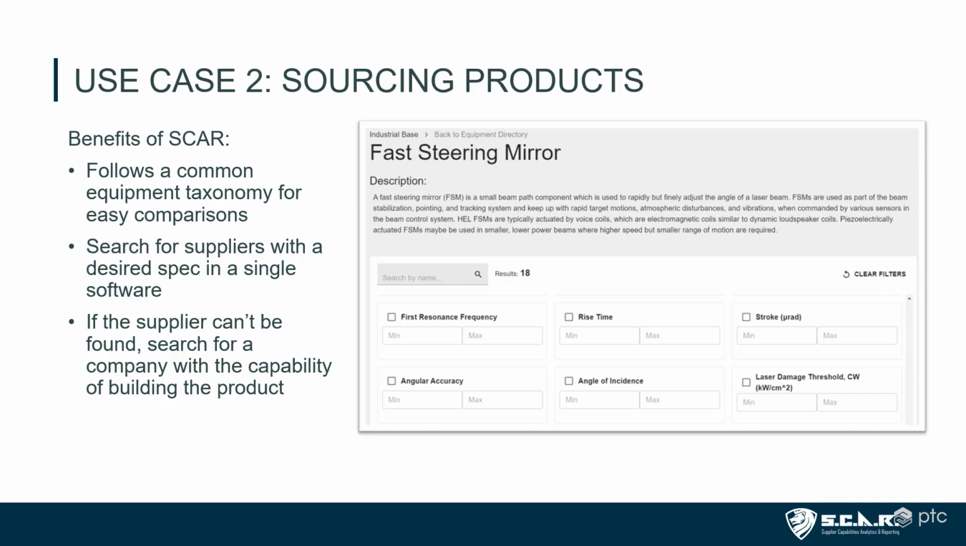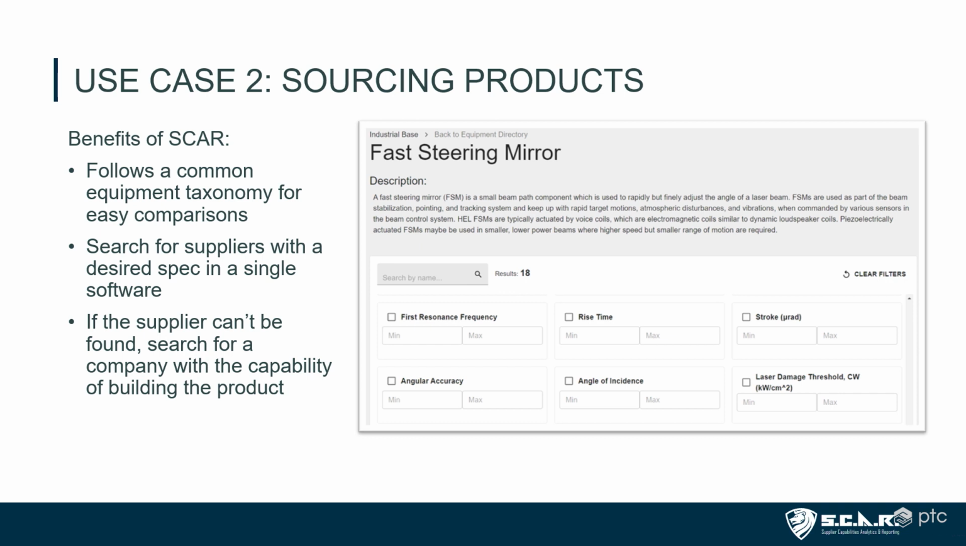So in the case of how SCAR is beneficial, basically when you are looking for a product, it follows a common equipment taxonomy, so it's easy for comparisons. It will also tell you what the product is so you can learn more about it, and not have to do your own research. As well, when we're integrating with these subject matter experts, they're basically defining what these capabilities or specifications should be for the products. And so you're able to look at these specs that are important and filter through them very easily.